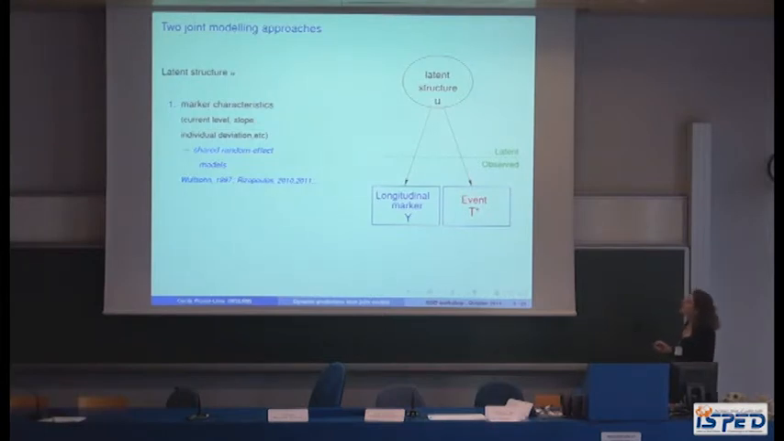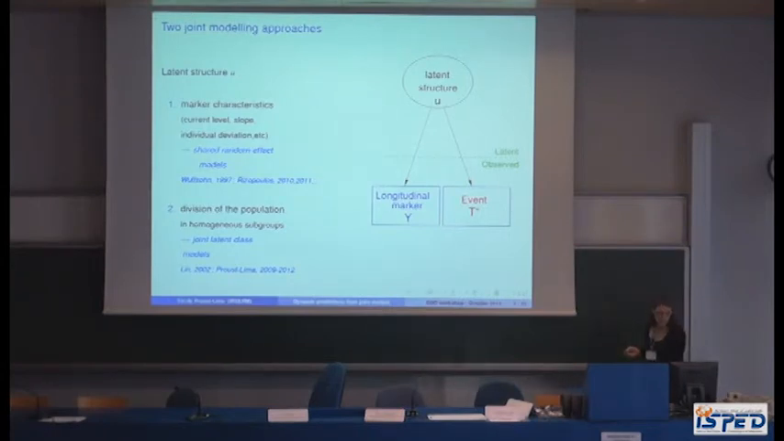In addition to that, we can think of other ways to define the latent structure that will capture the link between the longitudinal biomarker and the time to event. Instead of defining some characteristics of the longitudinal marker, you can just imagine that you can divide the population in latent, discrete structures, latent classes, latent subgroups, that will be characterized by a certain evolution of the longitudinal biomarker and a certain time to event. And that defines a second type of joint models, the joint latent class models.